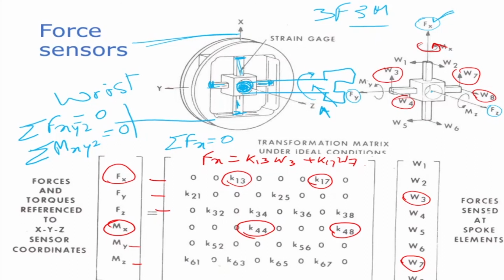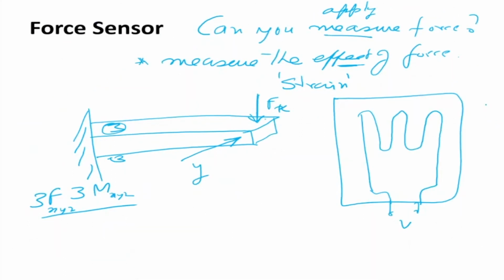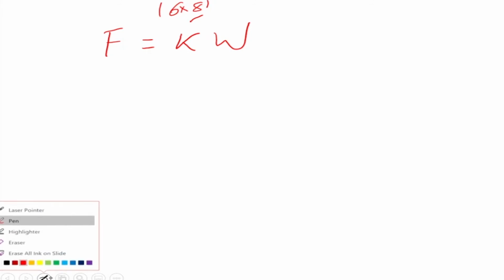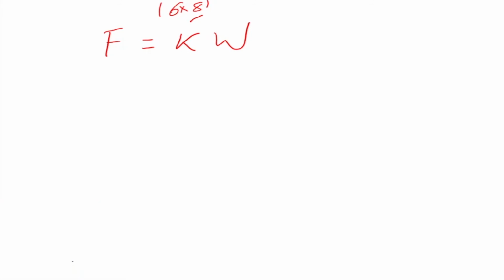So you observe something more very carefully. This is a 6 by 8 matrix. So it's a non-square matrix because there are 8 elements here. So it basically means that F is equal to K into W. This matrix is non-square, it is 6 by 8. So we have to calibrate it.